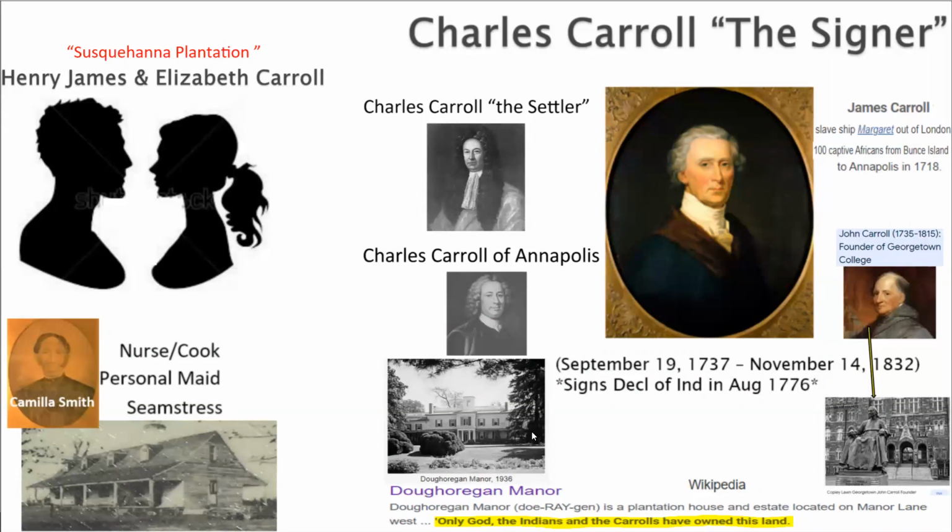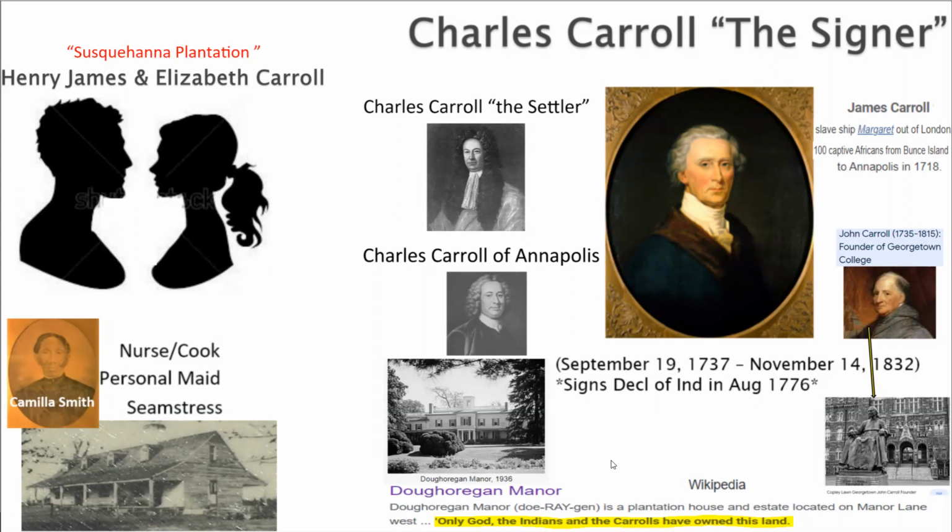This property here, Doughoregan Manor, is located in Howard County, Maryland. It's still in existence, still owned by the Carroll family. In fact, the signer is buried there on this property. And one of the Carrolls was famously quoted in a paper at one point as saying, "Only God, the Indians, and the Carrolls have owned this land." You can Google these names and bring up all these people and get more than your fill of the Carroll family and their impact on Maryland and perhaps even other parts outside of Maryland.